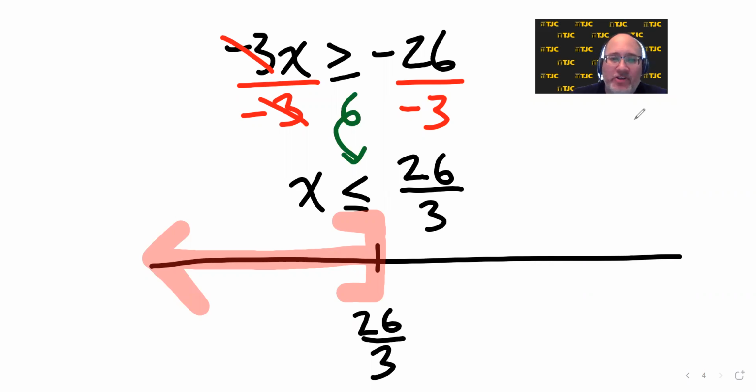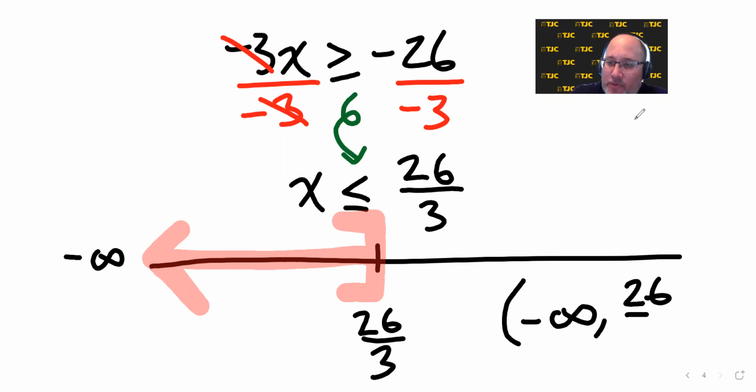So what would our interval be? Well, this goes all the way to the left, which is negative infinity. So our interval would be parentheses, negative infinity, comma, 26/3, and then a bracket because it said less than or equal to. So be very careful when you're solving a linear inequality. If you multiply both sides by a negative or divide both sides by a negative, it will cause your inequality sign to turn around.